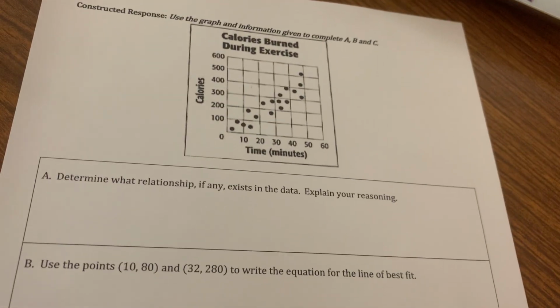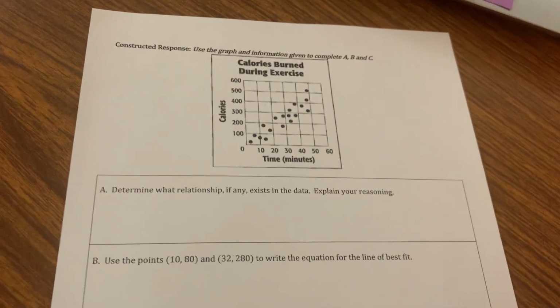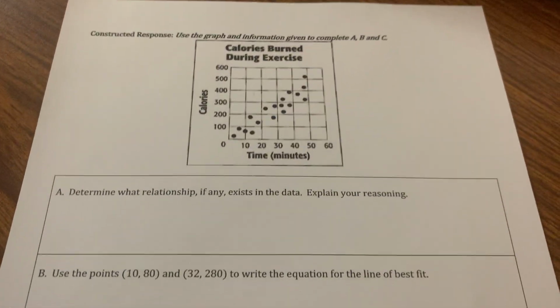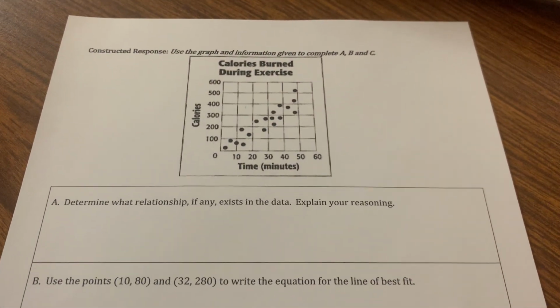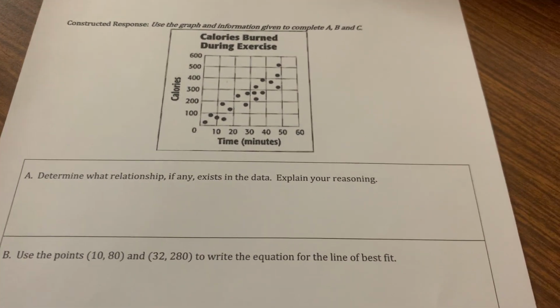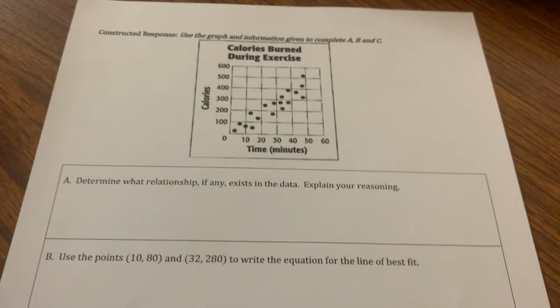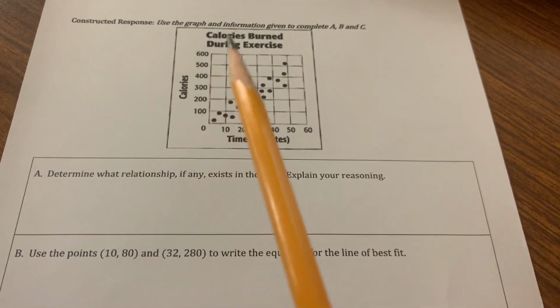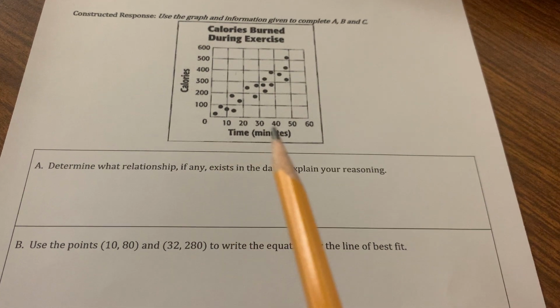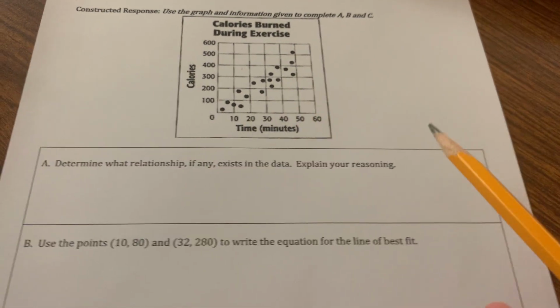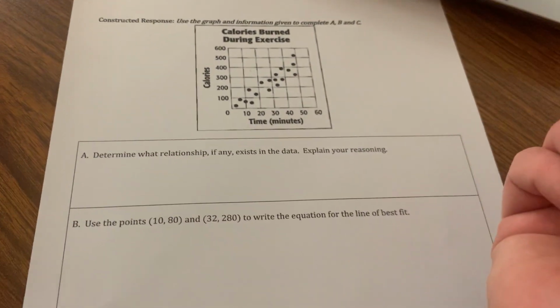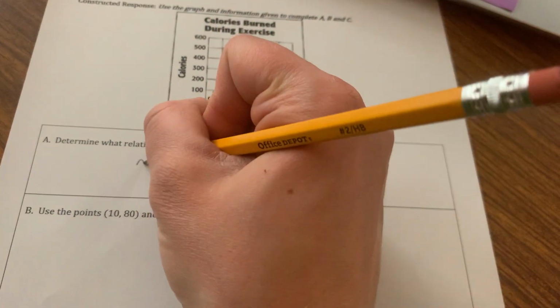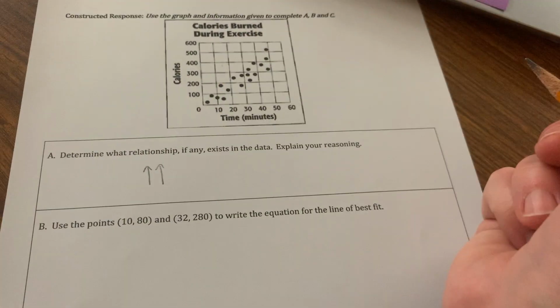Okay, another constructed response. Oh, scatter plots. I do like scatter plots. The scatter plots you can use in real life. Okay, determine what relationship, if any, exists. So it says calories burned during exercise. So as time increased, you see the calories increased. So it says determine what relationship, if any. So as time increases, calories increase.